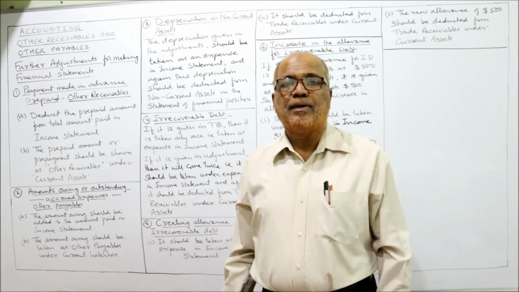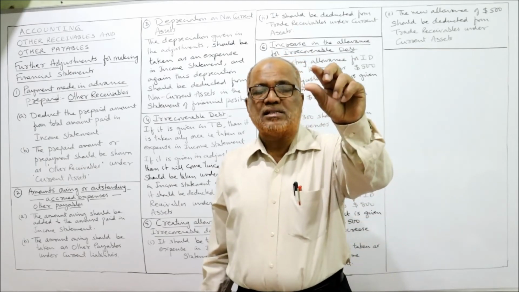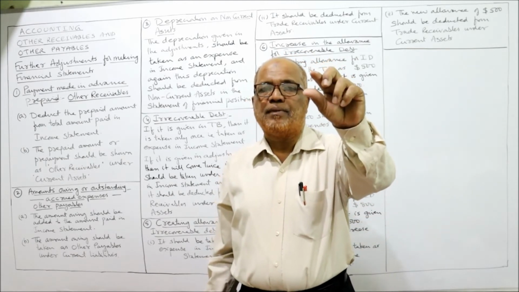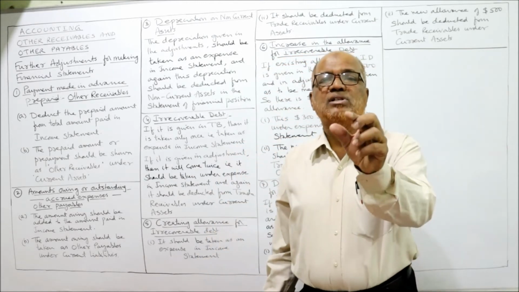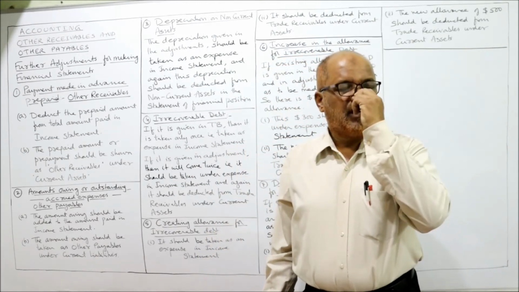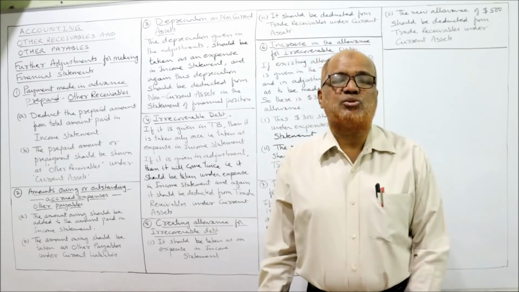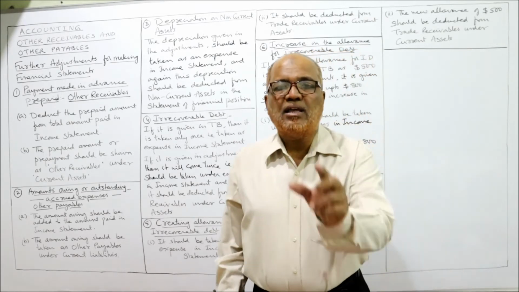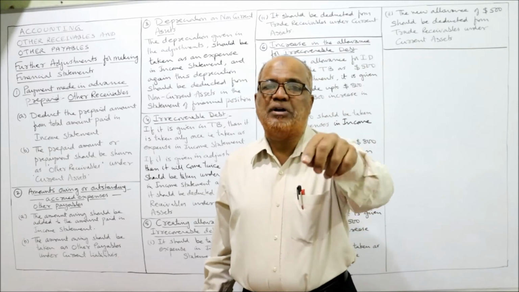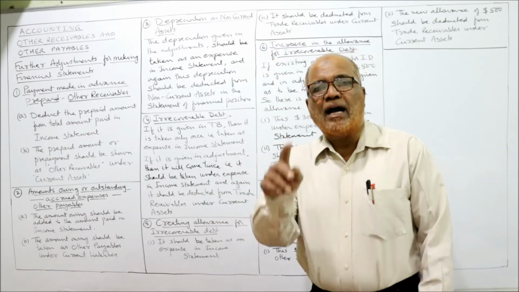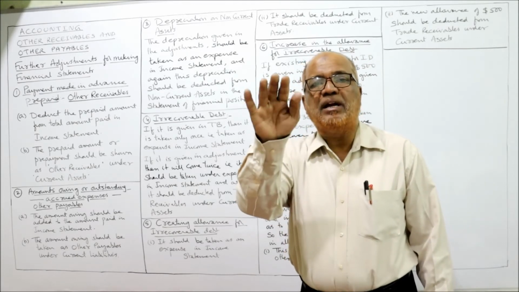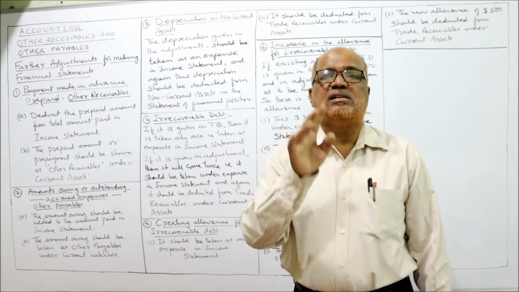Now we are creating. So $1 lakh is the trade receivable. 10% of 1 lakh, 10,000, is the allowance for irrecoverable debt. So how to make this 10,000 adjustment? First of all, 10,000 allowance for irrecoverable debt should be taken under expenses in the income statement. Again, this $10,000 should be deducted from trade receivable.